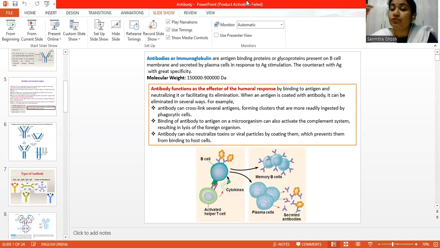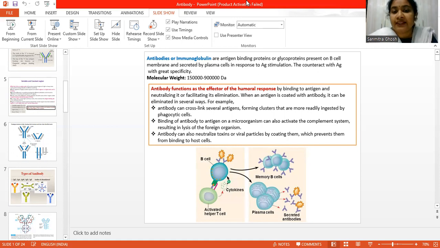Either there can be the neutralization of the antigen itself, or the elimination in an indirect process with the help of other components of the immune system. So when an antigen is coated with the antibody, when this interaction is happening, physical contact is there between the antigen and the antibody, it can be eliminated in several ways.